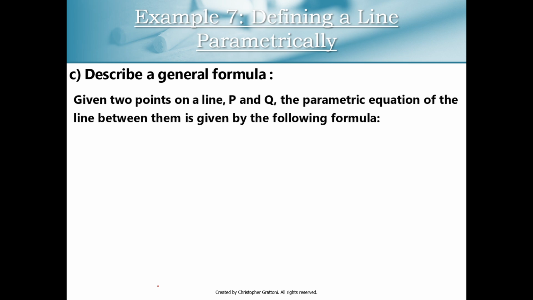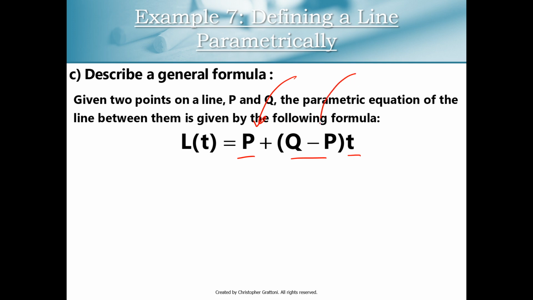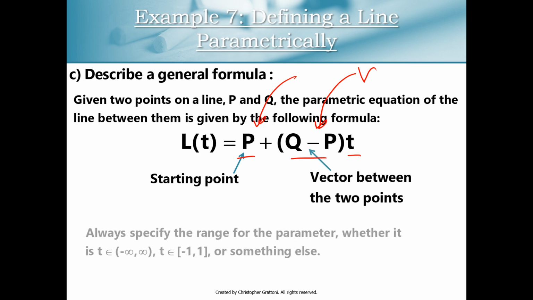Guys, in general, here's the formula that you're going to want to keep track of. It's L of t equals p plus q minus p times t. P is your starting point. Q minus p is a slope vector connecting our points p and q. And t is a parameter that, as we take multiples of our slope vector, as we let our parameter run over its range, that's going to generate all of the points on our line. So we have a starting point, we have a vector between the 2 points, and as we take our starting point plus multiples of that vector, it'll trace out that locus of points, that collection of points.